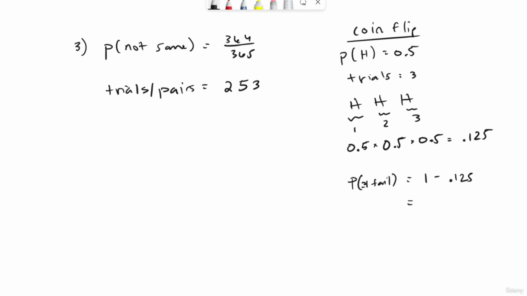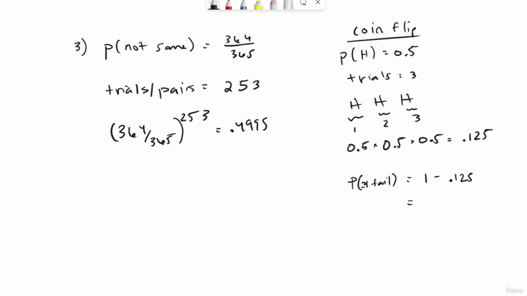Greater than or equal to one pair has the same birthday. Well, it's going to be the same formula. We're going to take 364 over 365, and raise this to 253. Then we're going to take 1 minus that. Wait, let's backtrack. This right here is going to give us the probability that every single pair has a different birthday.